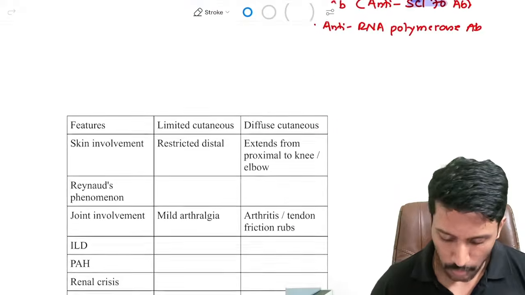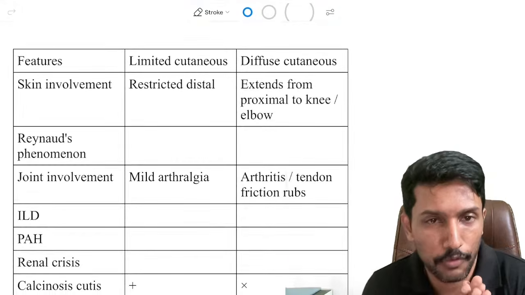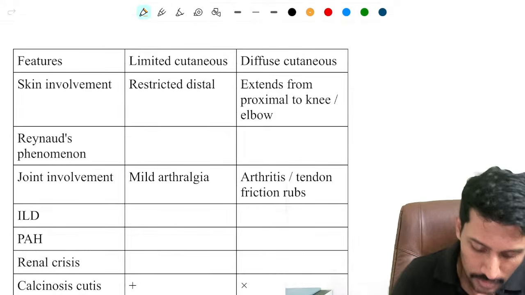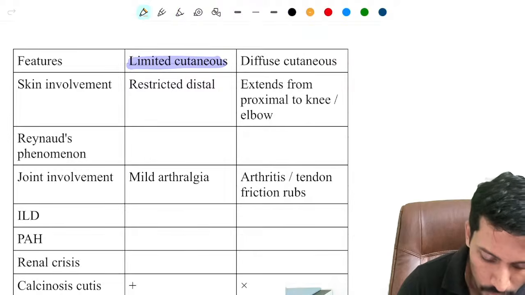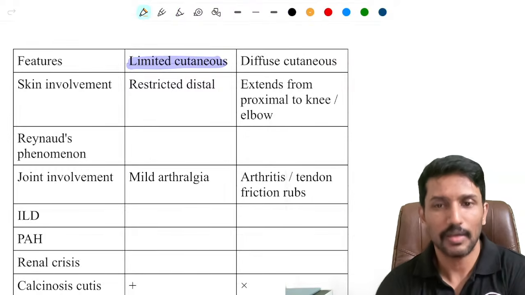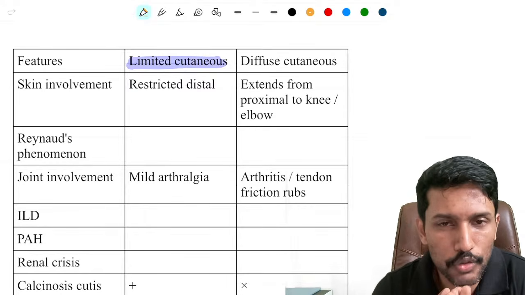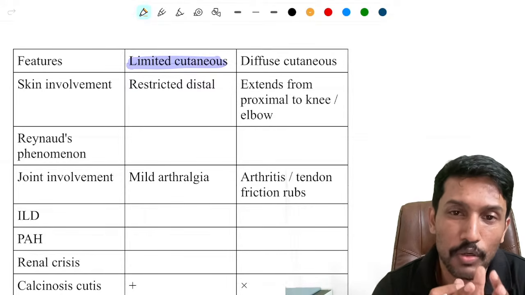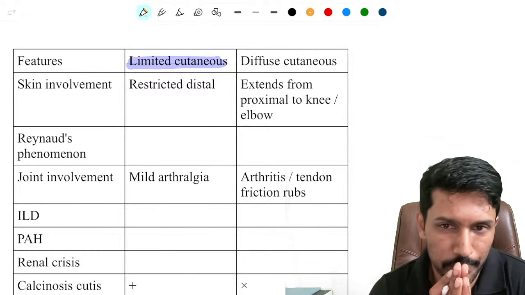Okay, so I just put a small table comparing the differences between limited cutaneous and diffuse cutaneous. As we just learned, in limited cutaneous, the involvement of the skin is restricted to distal, meaning elbow joint onwards, forearm and hands. In case of diffuse cutaneous, it extends proximal to the knee joint in the lower limb and proximal to the elbow joint in the upper limb.